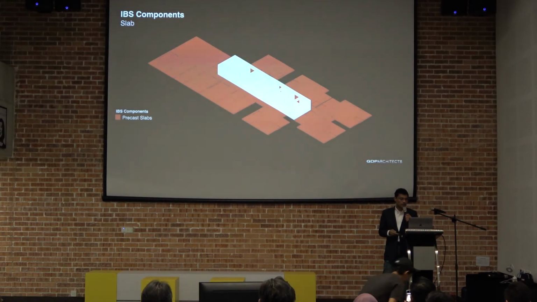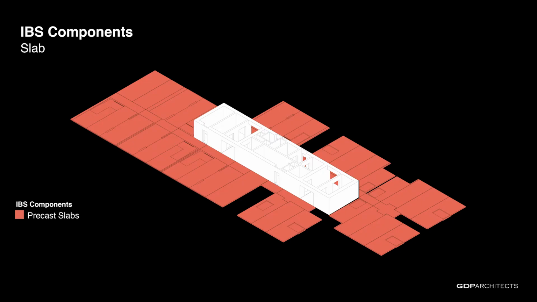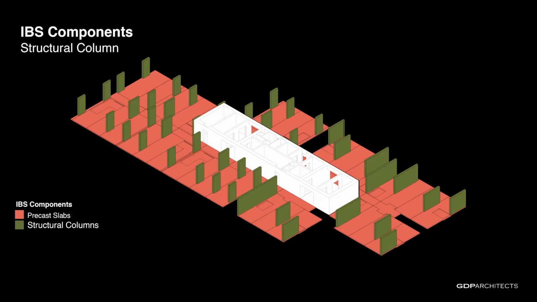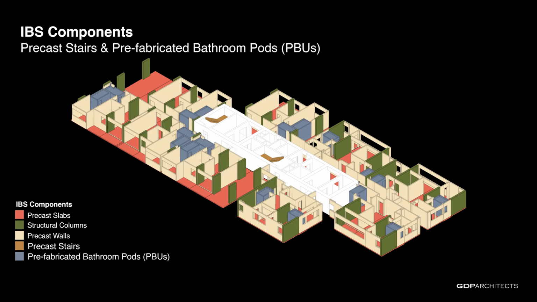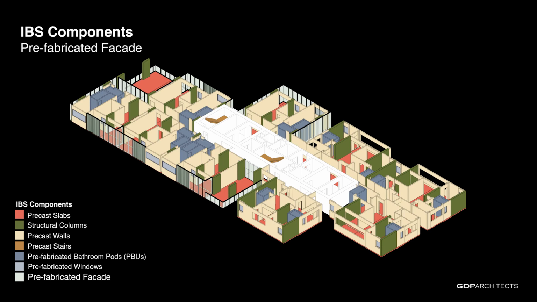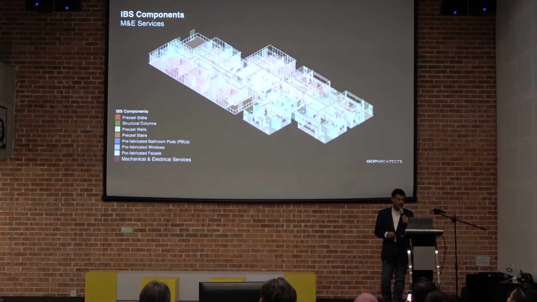Of course, we had to go through the IBS system design, where you have the structural components, the slab, the columns or structural shear walls, the precast walls, the PBUs or the bathroom pods, and the windows and facade systems. This is also another element of prefabrication, not in concrete. And also the mechanical and electrical system, where we work on the BIM model.